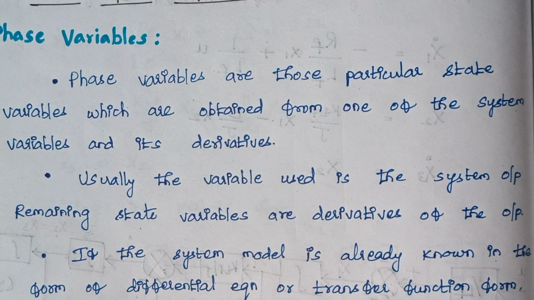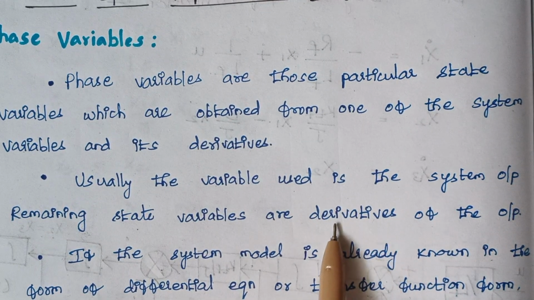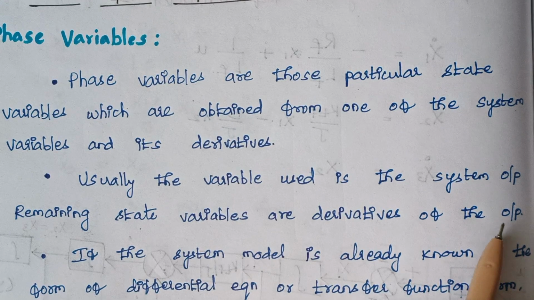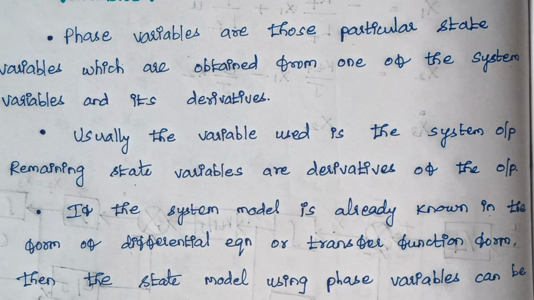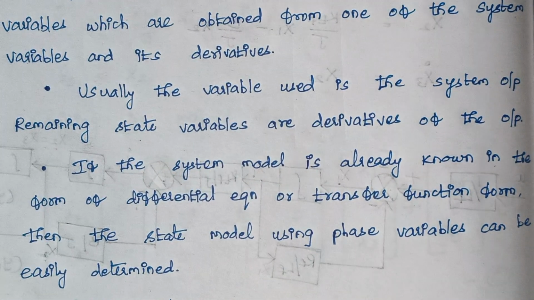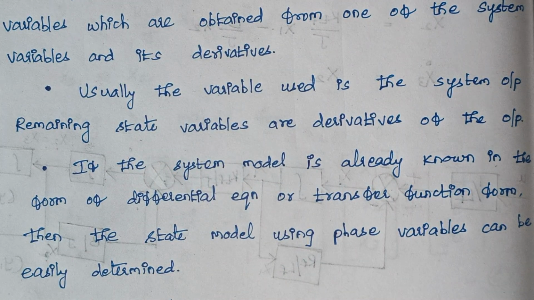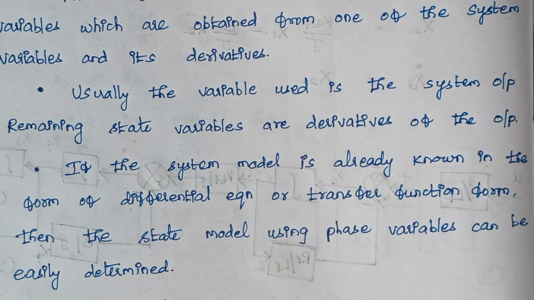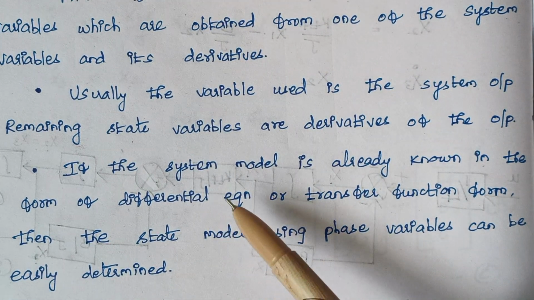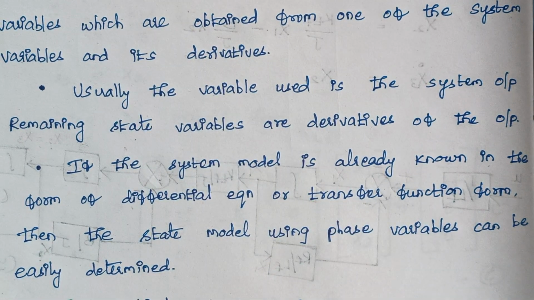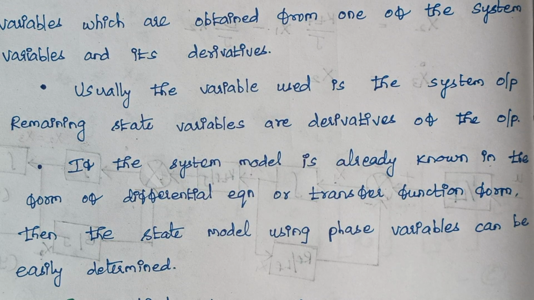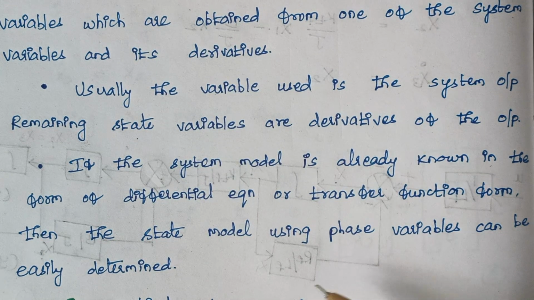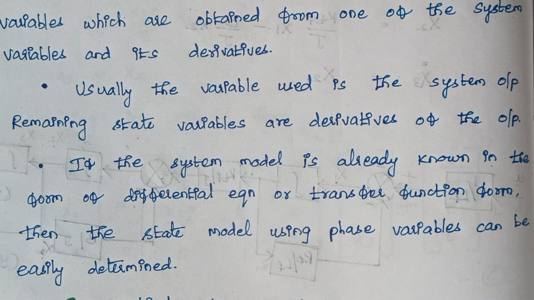We are considering the system output as a variable, and the remaining state variables are nothing but derivatives of the output, right? And the next thing is, if the system model is already known in the form of a differential equation or transfer function, then the state model using phase variables can be easily determined. That is, if we have a differential equation or transfer function of the system, then it is very easy for us to analyze the phase variables, right?